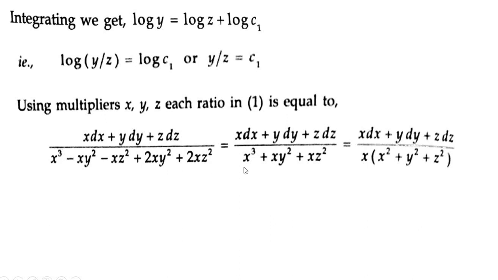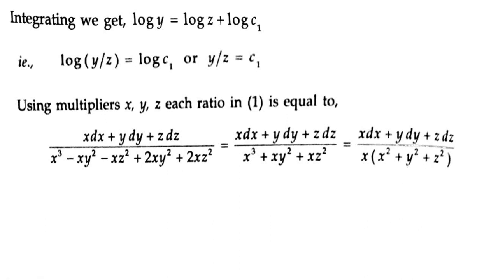Now x cube I'll keep as it is. What is 2xy square minus xy square? 2 minus 1 is 1, so you get 1xy square. Similarly, 2xz square minus xz square is 1xz square, so you get plus xz square. So from this I'll take x as a common term. When you take x as a common term, what will remain inside the bracket? x into (x square plus y square plus z square).